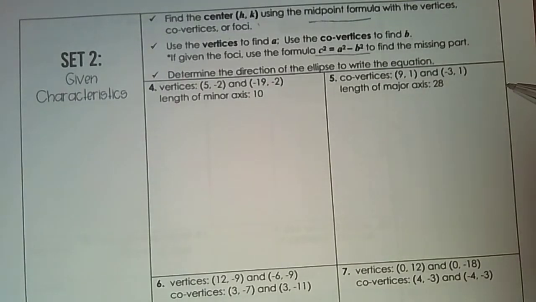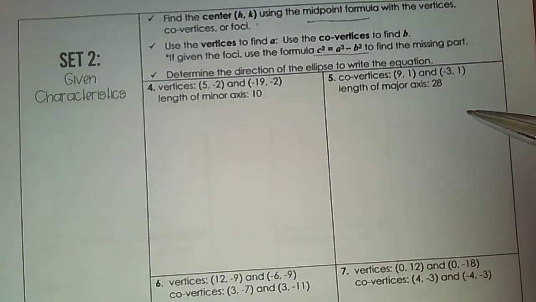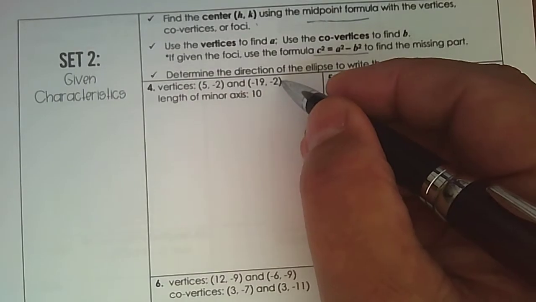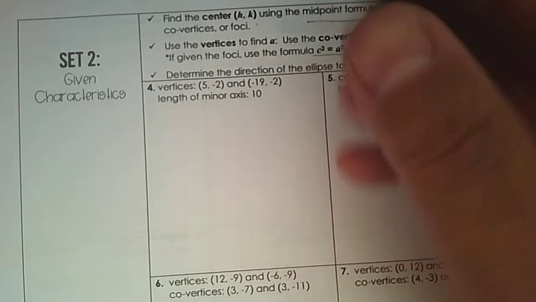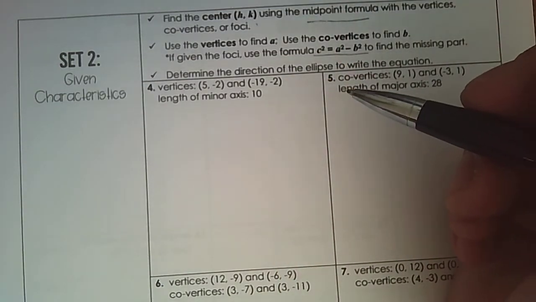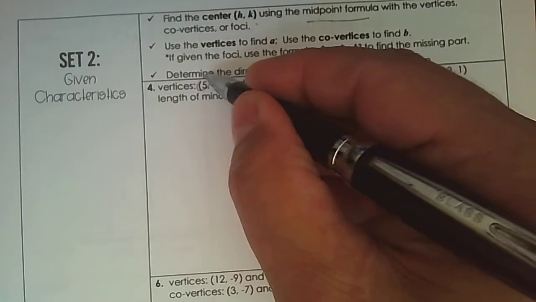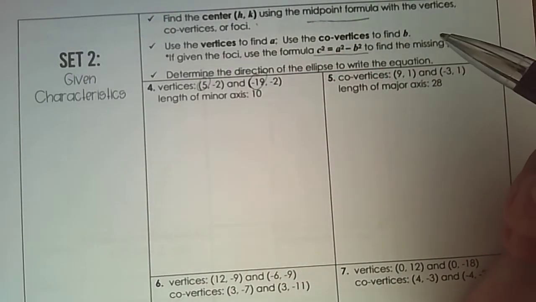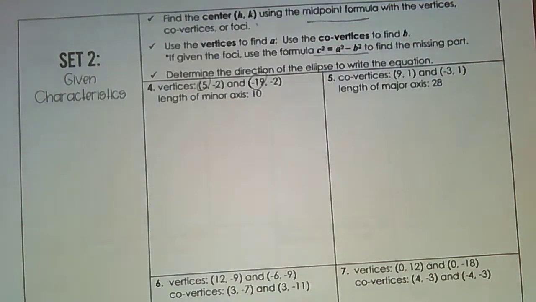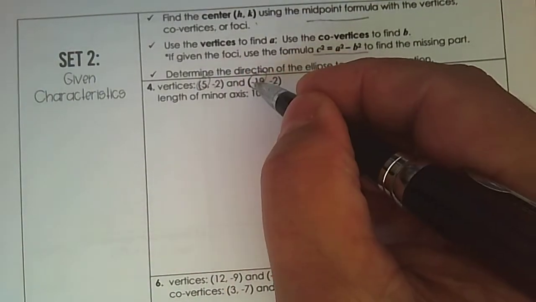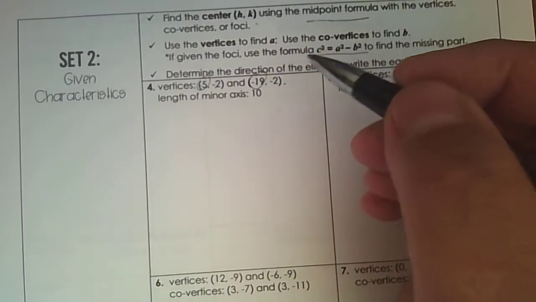All right, so first of all here, the vertices are 5, negative 2, and negative 19, and negative 2. So when they say vertices, that's major axes. And I want you to notice for the major axes, it's the x value that has changed and the y values stay the same. Because of that, this is a horizontal ellipse. So the x values change, but the y's stay the same, so the y's are the minor.